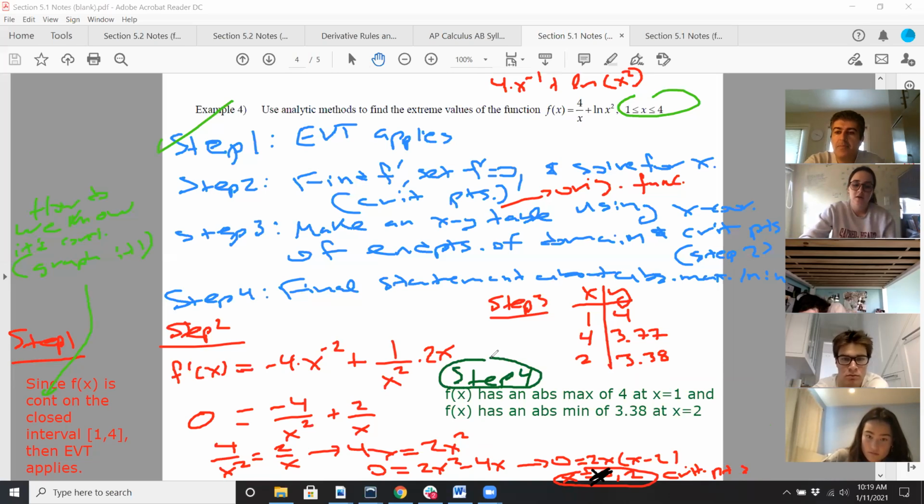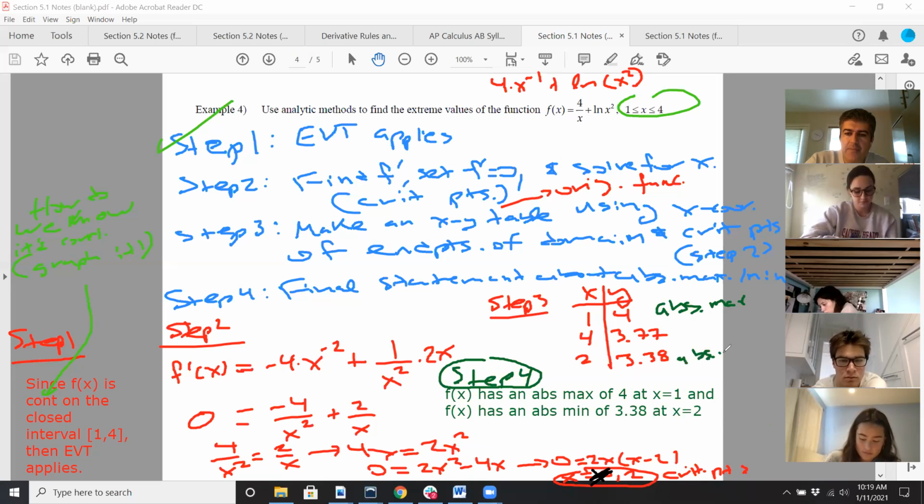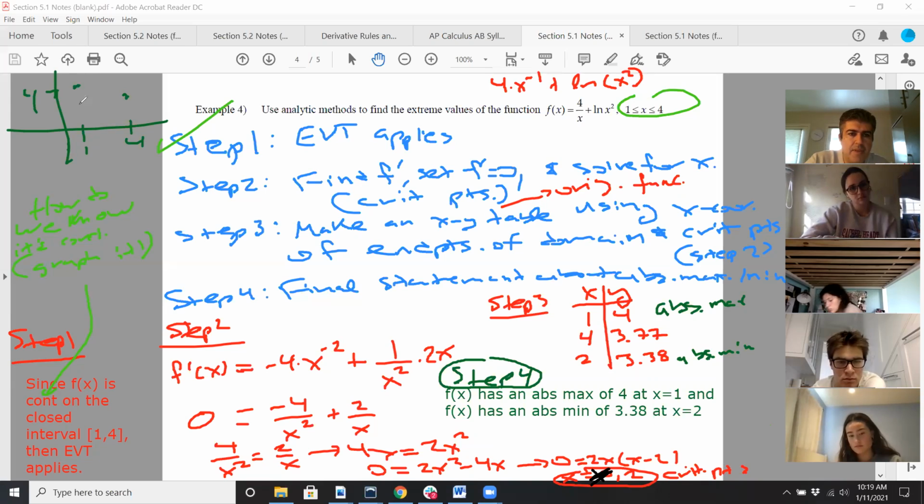Mr. E. Yeah, good. So then what is the 3.77 value? Is that like a local max or min? Does it matter? Actually, great question. We're gonna have that discussion on Thursday. Technically, let's actually look at the graph. So first of all, yes, this is an absolute max right here. That's an absolute min. And if I do a quick sketch over here, x equals 1 had 4, right? x equals 4 had 3.77, which is probably over here. And x equals 2, we had 3.38, which is like maybe down here somewhere.